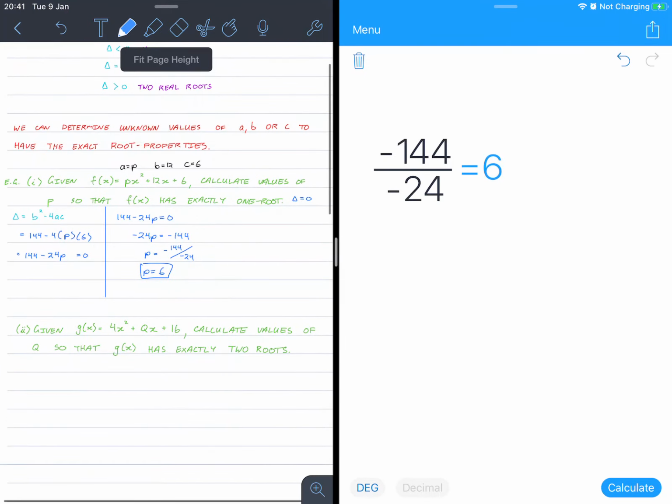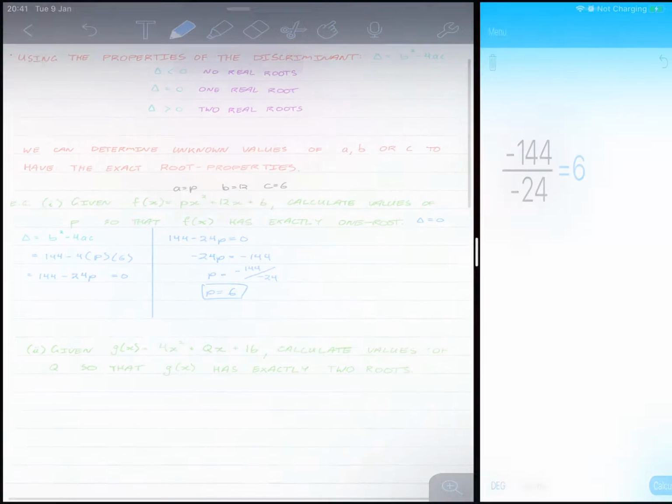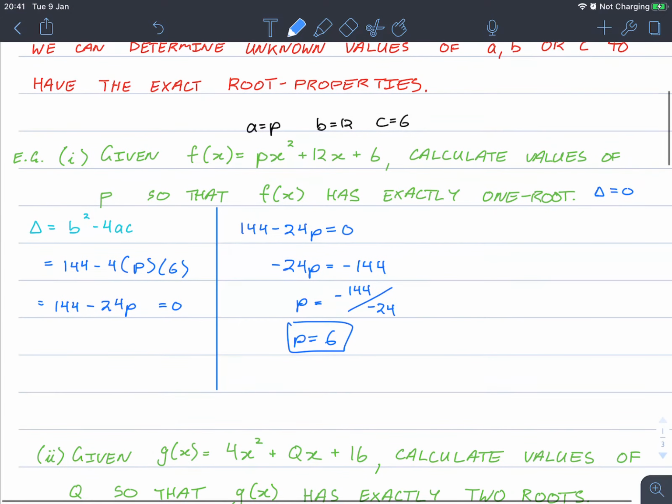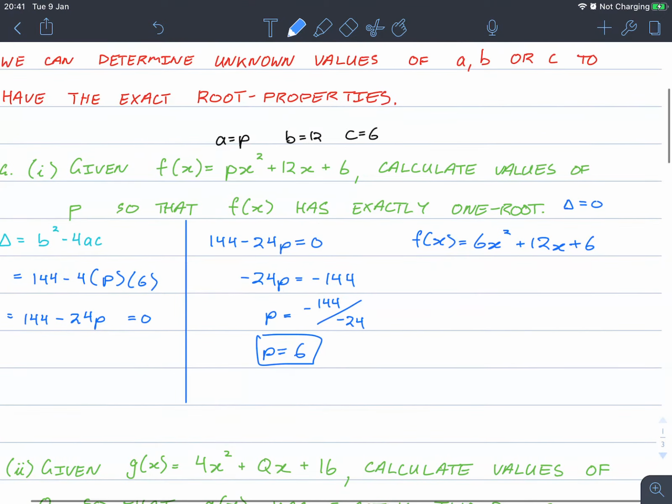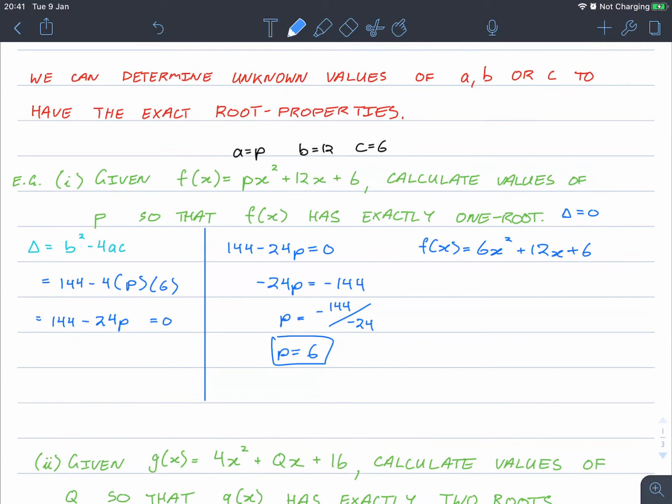There's our answer. And just so we can fully comprehend what this means, if we substitute p back in as 6 for the function, 6x squared plus 12x plus 6, this function will have one root. I don't know where it is, I just know it has exactly one root.